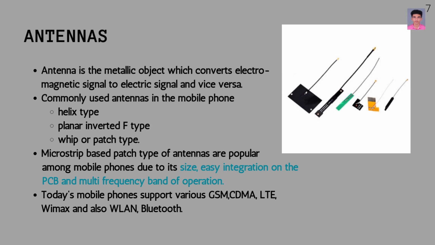Then comes antennas. So an antenna is a metallic object which converts electromagnetic signal to electric signal and vice versa. The commonly used antennas in the mobile phone are helix type, planar inverted F type, whip or patch type. So, microstrip based patch type antennas are popular among mobile phones due to their size, easy integration on the PCB, and multi frequency band of operation. Today's mobile phones support various GSM, CDMA, LTE, WiMAX, and also WLAN and Bluetooth.